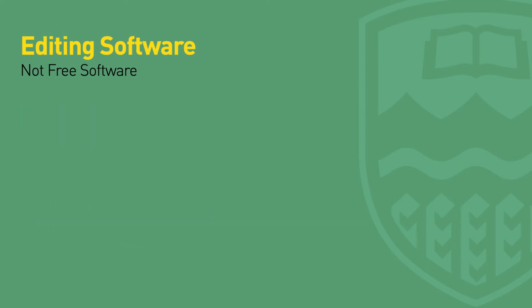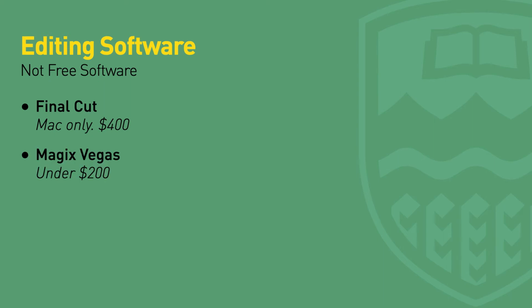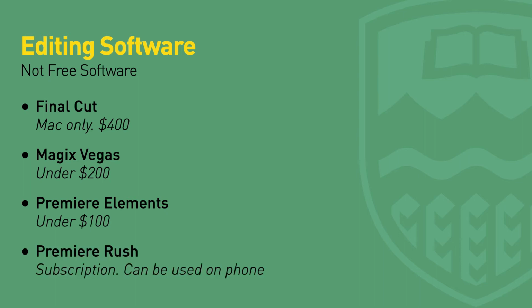Here are some editing software that cost money. There's Final Cut, $400, Magix Vegas, formerly Sony Vegas. Premiere Elements is under $100. It's like a starter version of Adobe Premiere. Similarly, Premiere Rush is a phone-based editor, which is very simple, but it requires a subscription to Adobe.